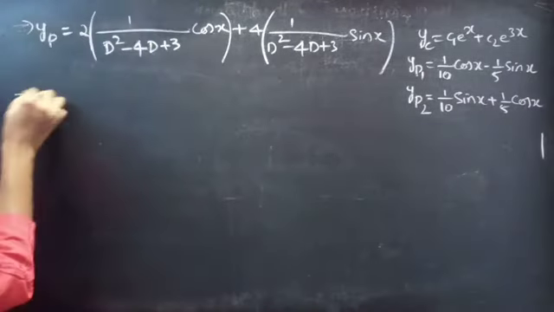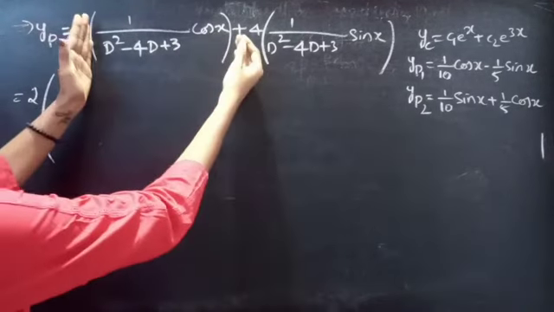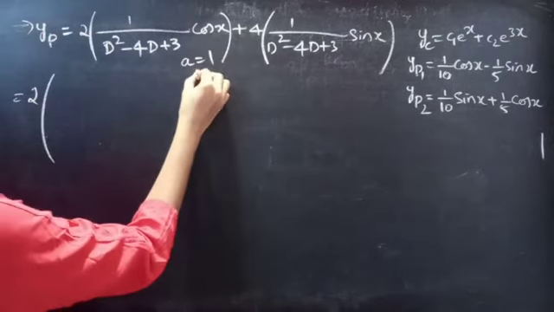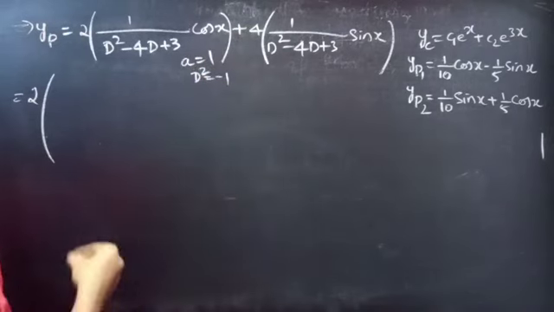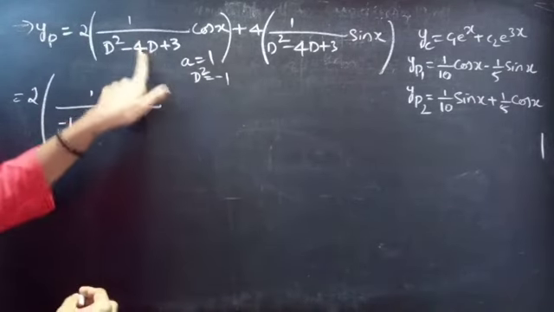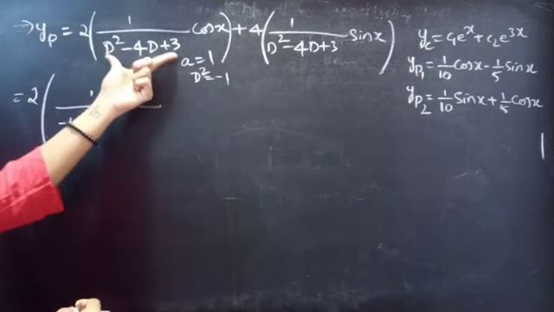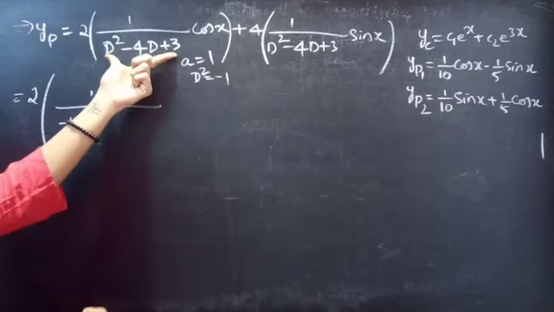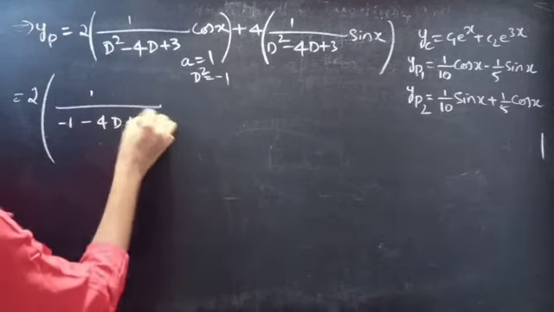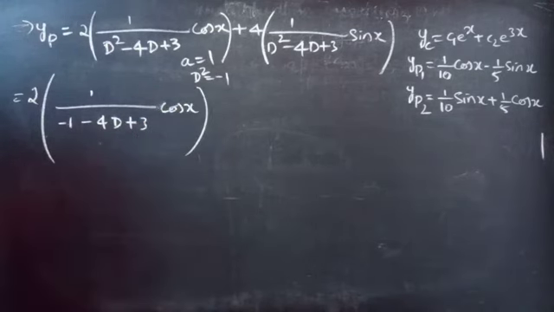Is equals to 2 into, here you're having 1 by f of t into cos ax form. Then for a equals to 1 we'll get d square equals to minus 1. So let's replace d square by minus 1. We have one term involving d, so the total denominator becomes non-zero by replacing d square by minus 1. So we can just replace d square directly here.